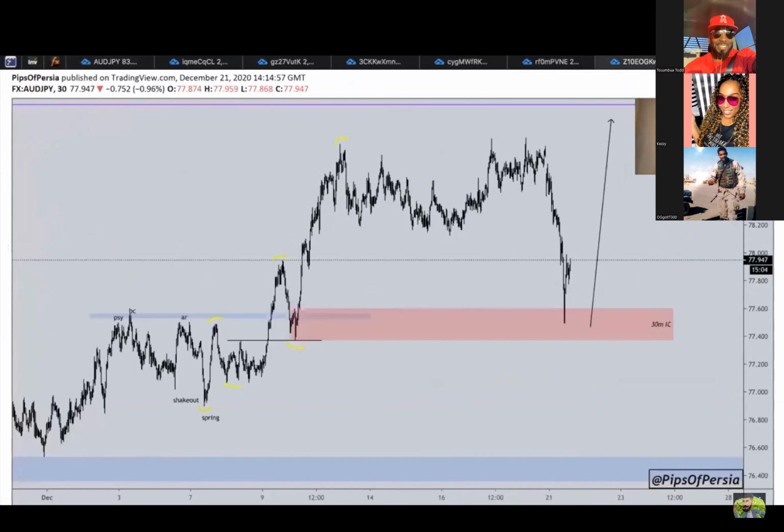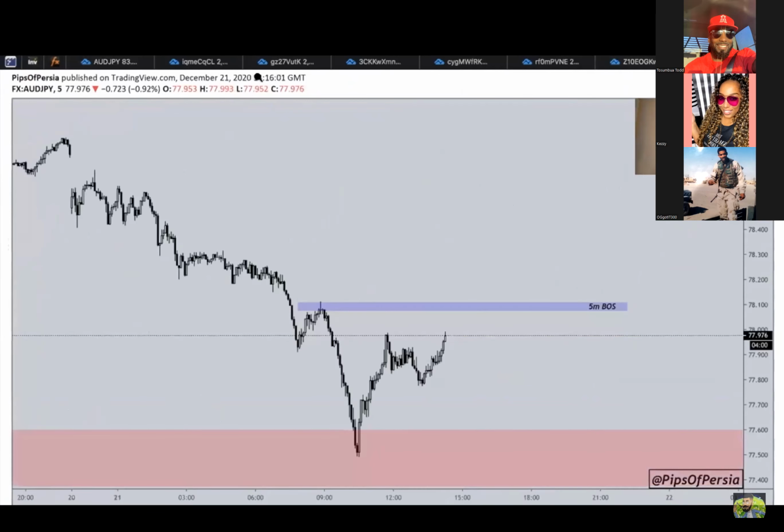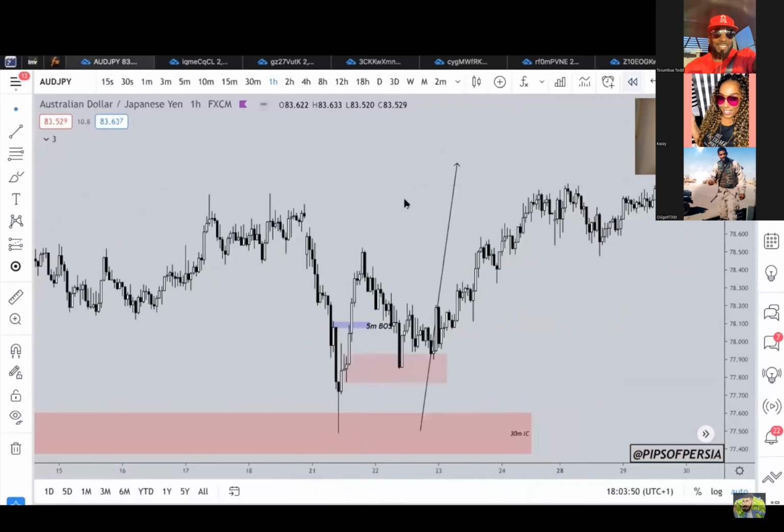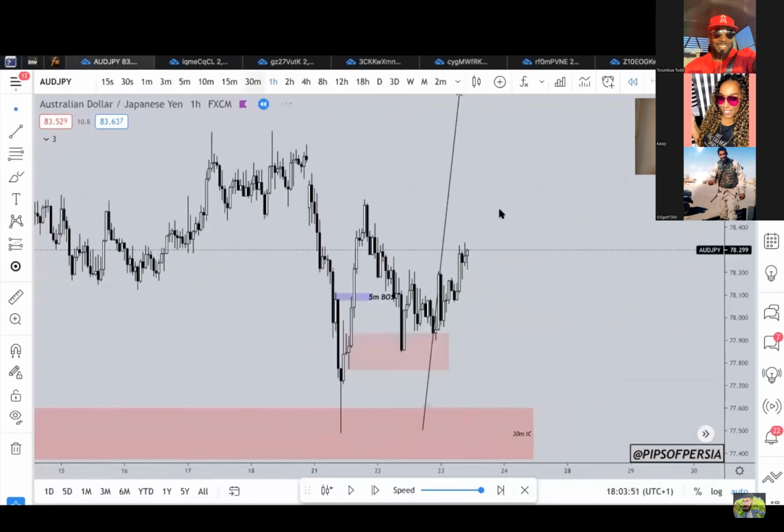December 21st at 2 p.m., December 21st at again 2 p.m. as well. Literally 2 minutes after I took this screenshot, I took this one to show again. Now I'm waiting for that final minor break of structure to the upside, that 5-minute break of structure to the upside.